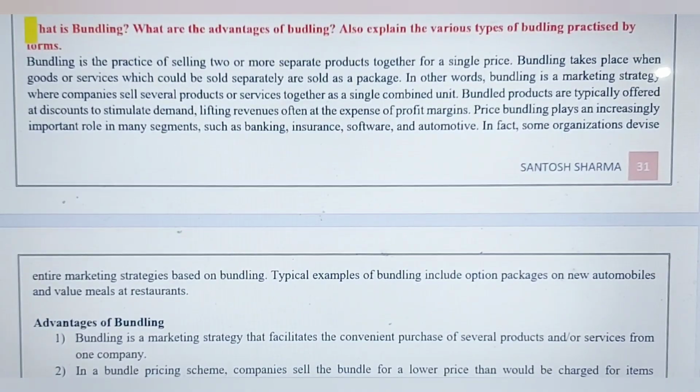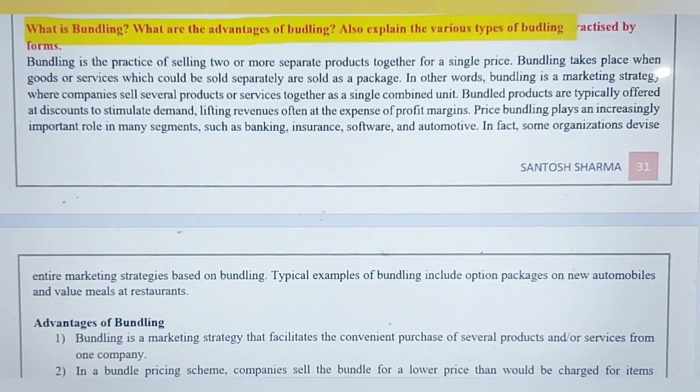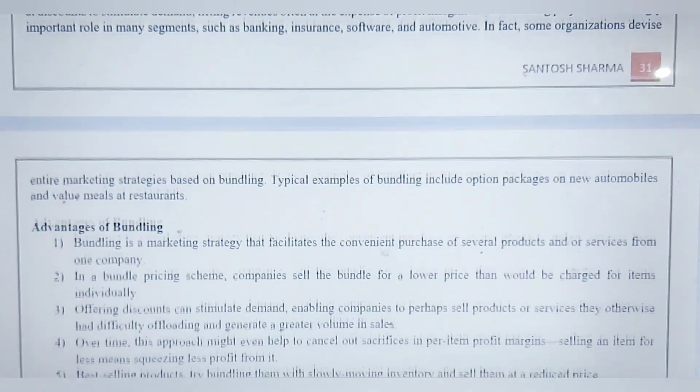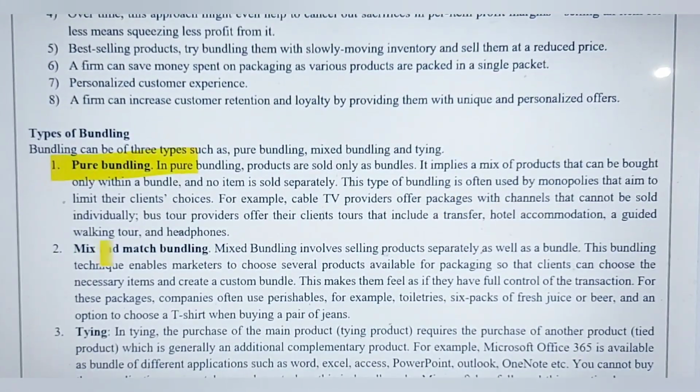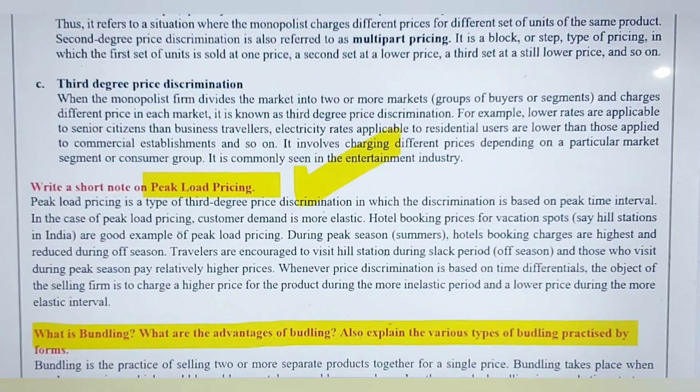And the next one is what is bundling, what are the advantages of bundling, and also explain the different types of bundling that are practiced by firms. So these are the different types of bundling, like pure bundling, mix and match bundling, and time. So friends, these are a few important questions that you should prepare for the exam for this June.